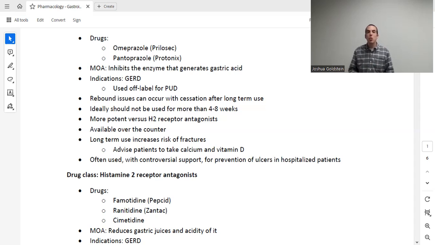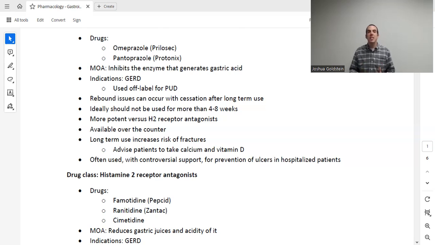PPIs, along with H2RAs, which we're going to talk about next, are the two most commonly used daily medications for the treatment of GERD or peptic ulcer. Between these two, it is good to know that the PPIs are more potent, they're more powerful. So keep that in mind. Doesn't necessarily mean it's better. And in some patients, we may actually prefer the weaker version because if that works, why go with the stronger one? But good thing to know.